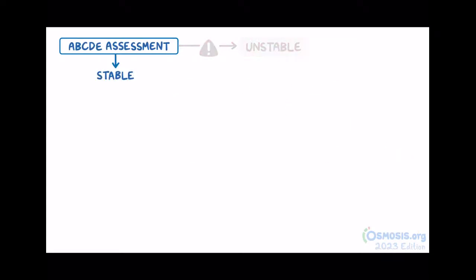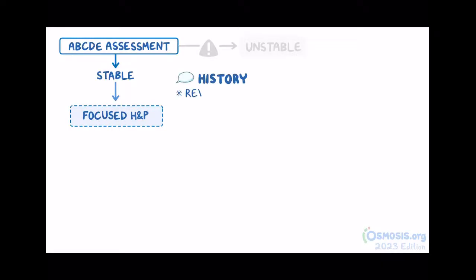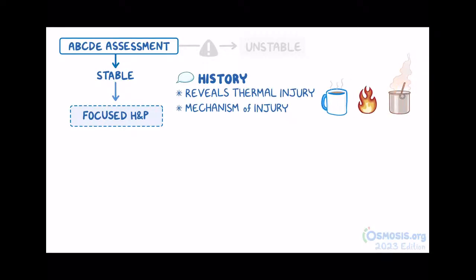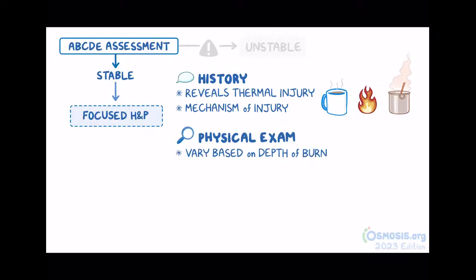Now let's move on to the stable patients. If your patient is stable, start with a focused history and physical examination. History reveals thermal injury and can identify the mechanism of injury, such as hot liquids, flames, or grease. The physical exam will vary depending on the depth of the burn.